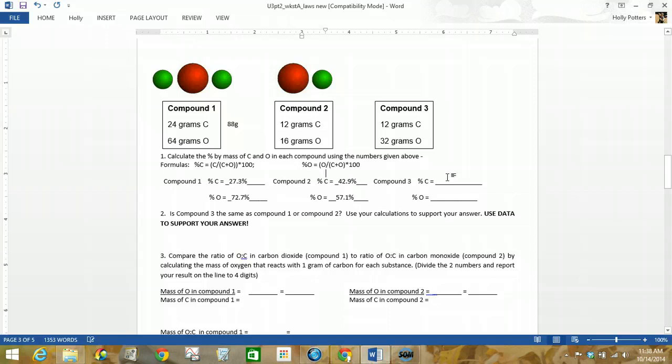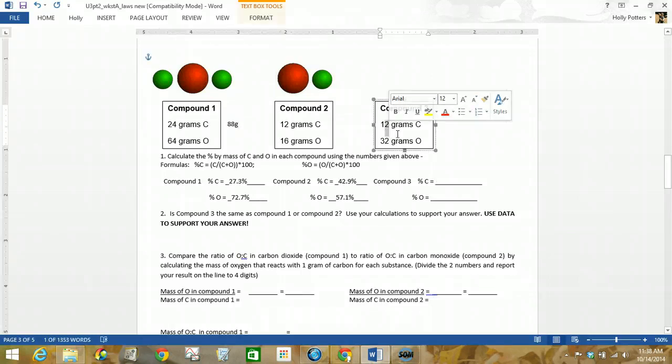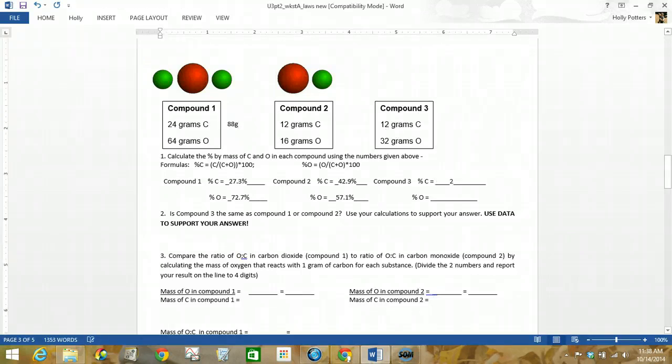Doing the same thing again for compound 3. We've got a total mass of 44 grams, so 12 plus 32, that's 44. So I take my mass of carbon, 12, and that's divided by 44 times 100, that gives me 27.3%. And then for the oxygen, 32 divided by 44 times 100, and that gives me 72.7%.